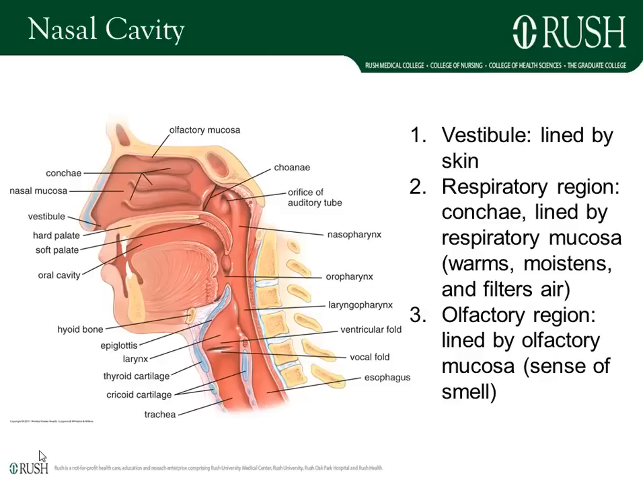There's a specialized region in the roof of the nasal cavity called the olfactory region. That's the last region of the nasal cavity we're going to talk about. And that is lined by a very special mucosa called olfactory mucosa, and that has special receptor cells which help you smell.